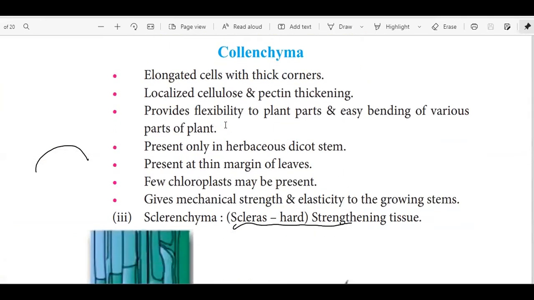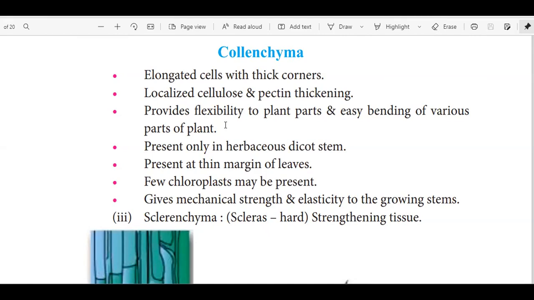We can say these are elongated cells with thick corners, with localized cellulose or pectin thickening, which provides flexibility. The main function is that they provide flexibility to the plant for easy bending of the various parts of the plant. Simply, they provide support to the plants. All parenchyma tissue provides support and storage of food, but this specialized type of tissue provides flexibility to the plant. It is generally present in herbaceous dicot stems.